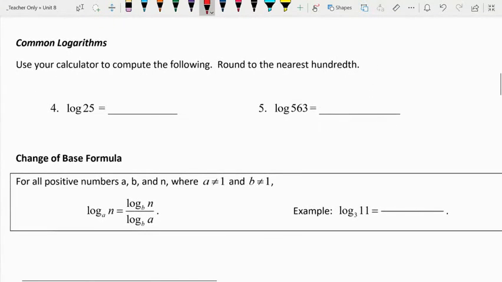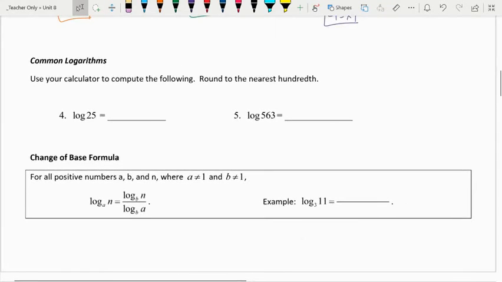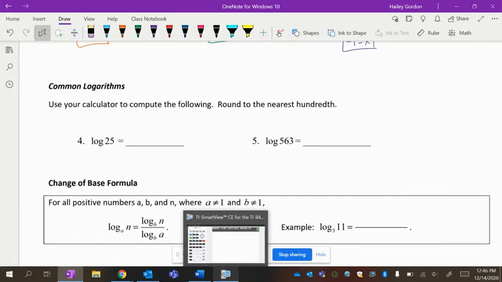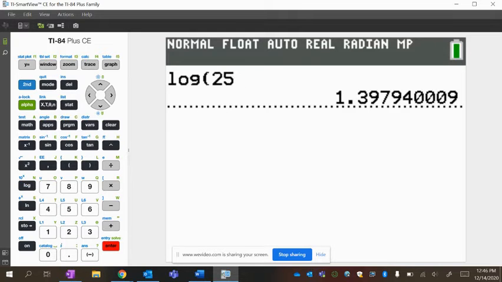So now you're going to use your calculator to help you with common logs. If you get your calculator out, we can show you how to type these in. Our first one is just log 25, not base 25. If you use your calculator, you can hit your log button, which is off to the side, and type in 25, and you get your answer of 1.3979, and so on and so on.